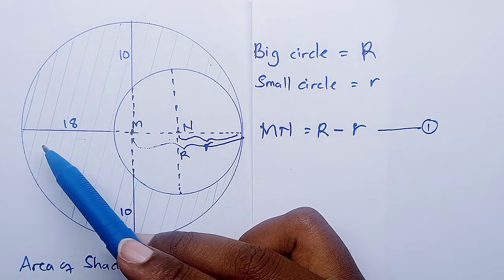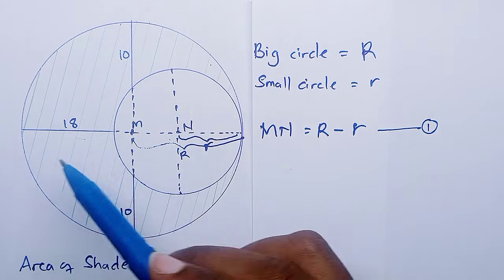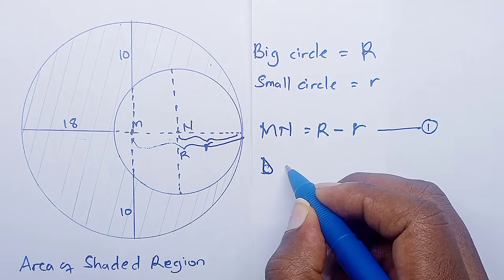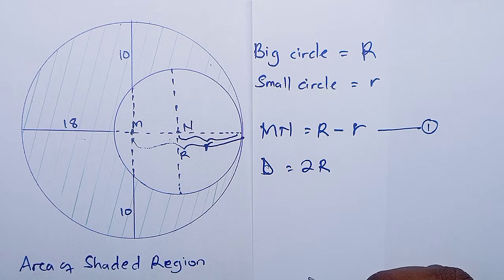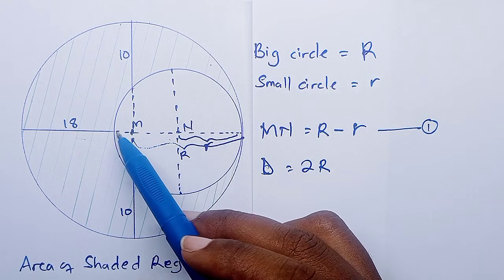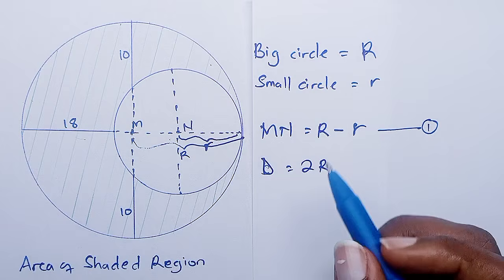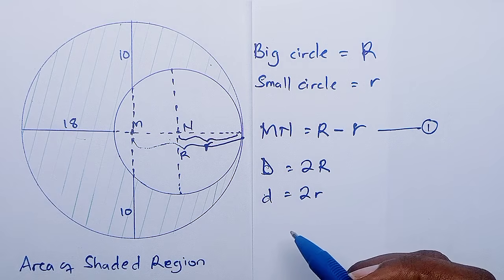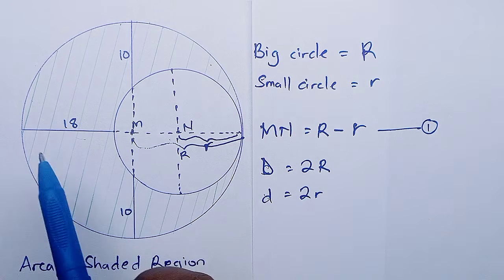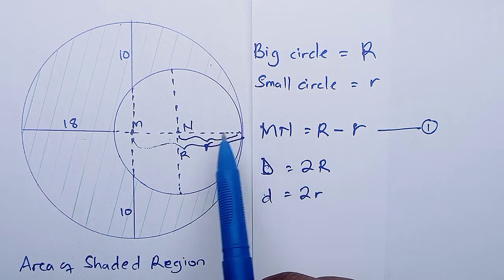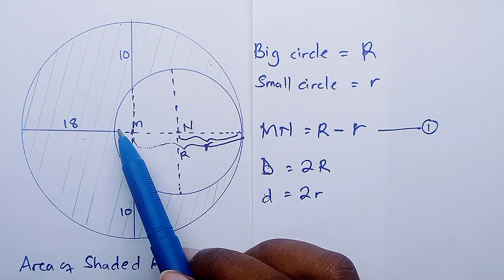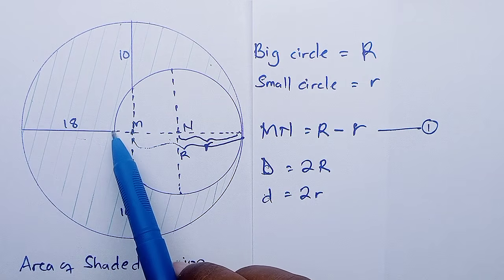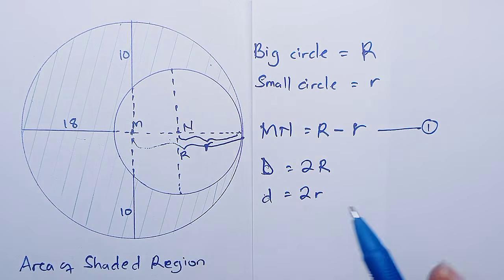Now, that implies that the diameter of the big circle is 2R. From here to here is 2R. And the diameter of the small circle from here to here is 2 small r. Now, as we can notice, the diameter of this big circle is equal to the diameter of the small circle from here to here, which is 2r, plus 18 from here to this point. Hope you can notice that.